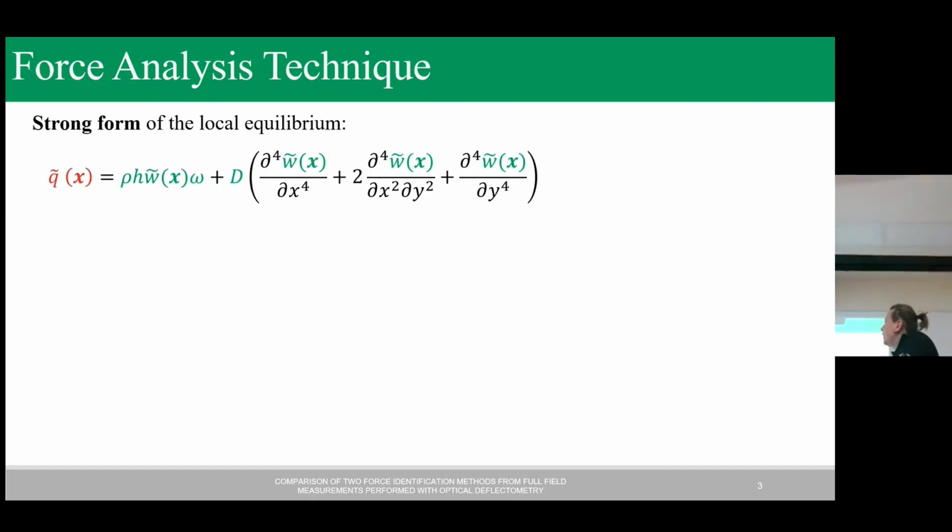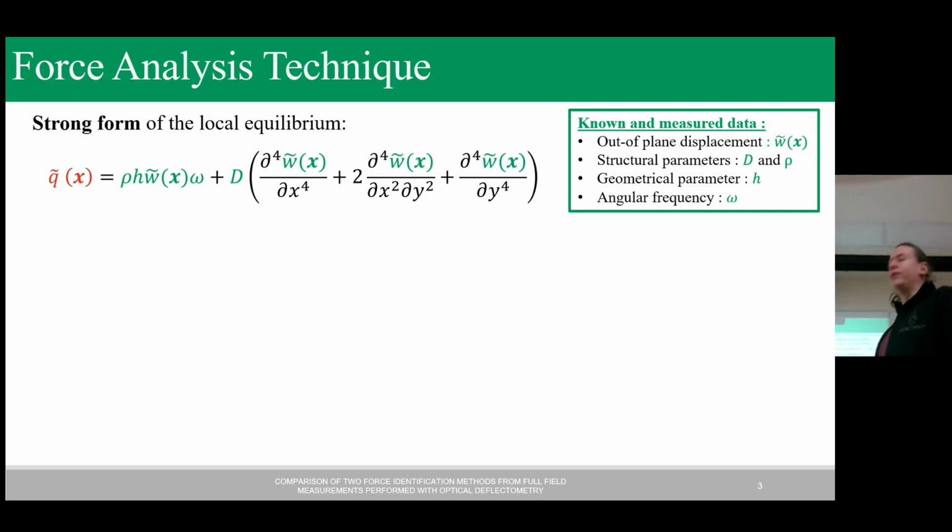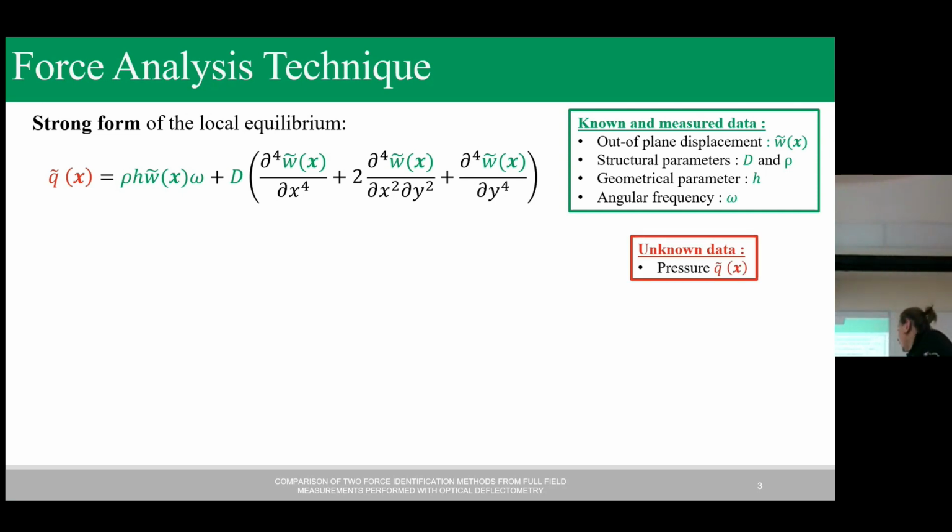This technique is based on the strong form of the local equilibrium, which is on the screen. We have a lot of terms, so let's take them one by one. First, we have the known and measured data: the out of plane displacement W, structural parameters like the bending rigidity and the density, geometrical parameters, and the angular frequency. The unknown data is the pressure field Q that we want to measure with this technique.